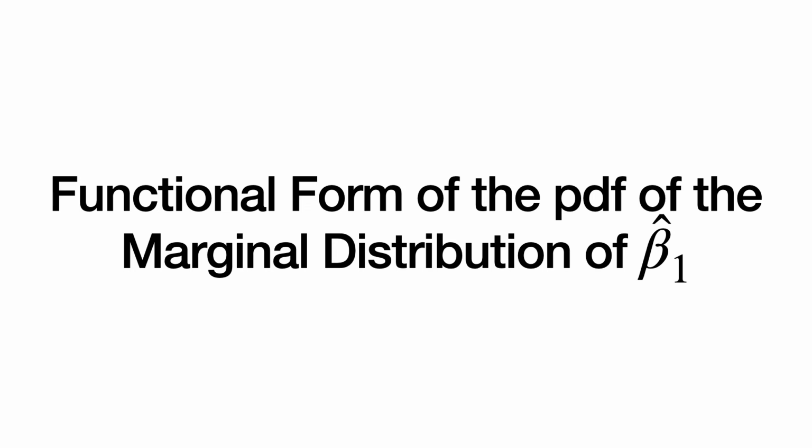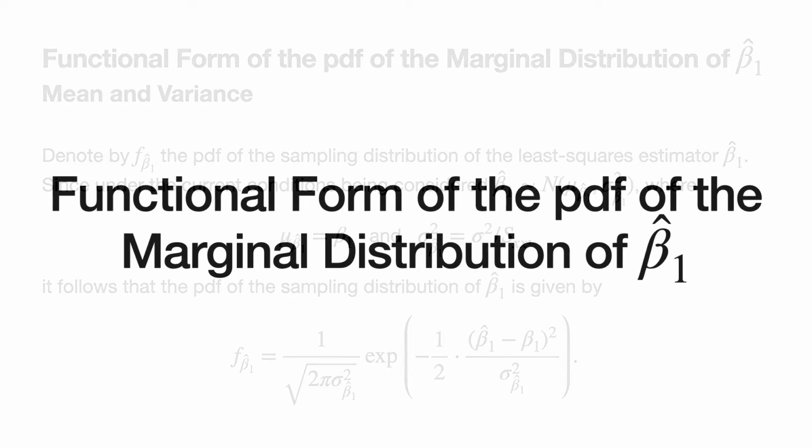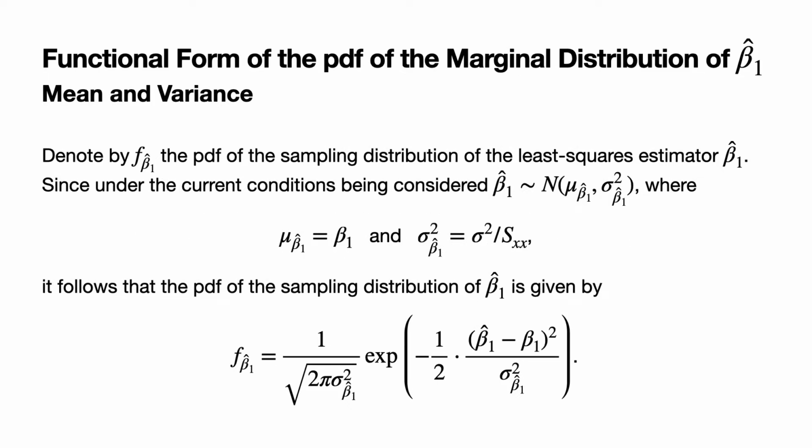With this information, we can actually find the functional form of the PDF of the marginal distribution of beta 1 hat. Denote by f sub beta 1 hat the probability density function, or PDF, of the sampling distribution of the least squares estimator beta 1 hat. Since under the current conditions being considered, beta 1 hat is normally distributed with a mean of beta 1 and a variance of sigma squared over S sub xx, it follows that the PDF of the sampling distribution of beta 1 hat is that of a normal distribution with mean equal to beta 1 and variance equal to sigma squared over S sub xx. And that PDF is given at the bottom of this slide.